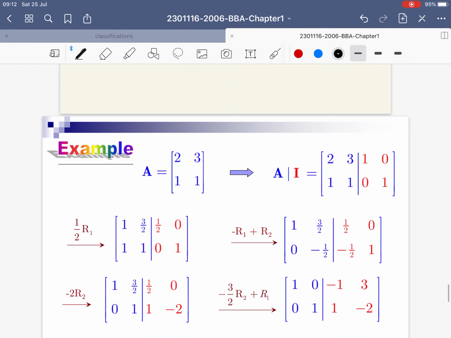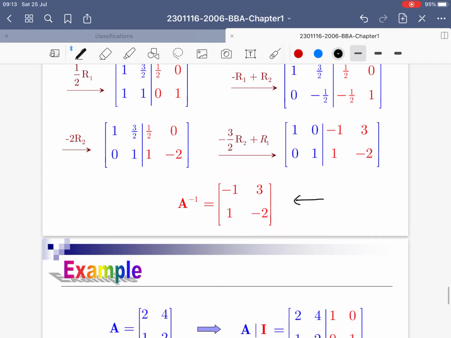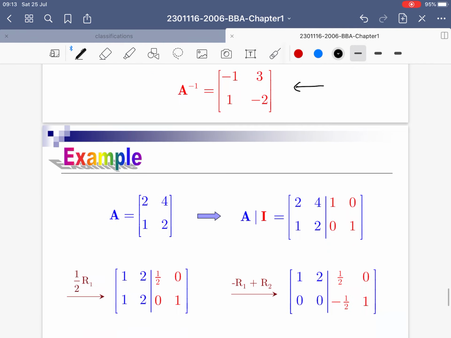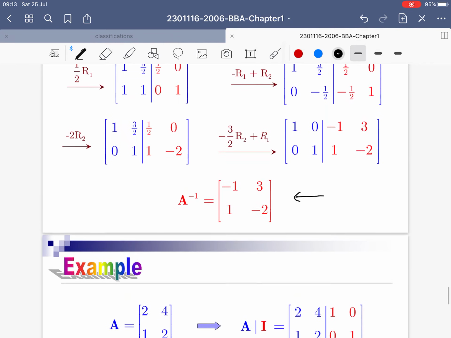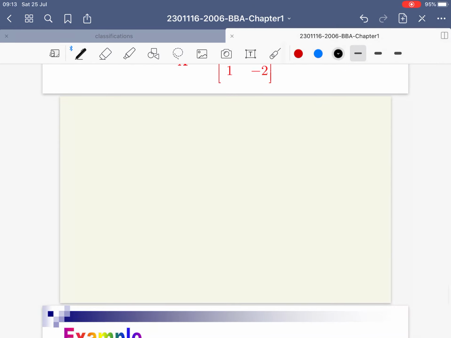And if you don't like my handwriting, you can just look at the typing here. This is the same example that we just did. Okay. So let us look at another example. Let me just do it with you guys.